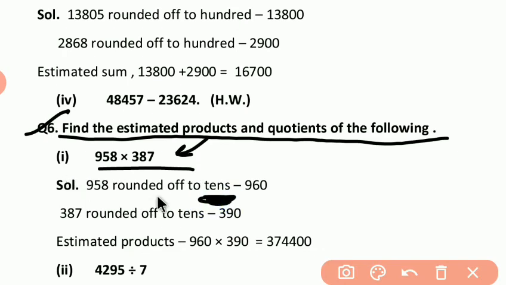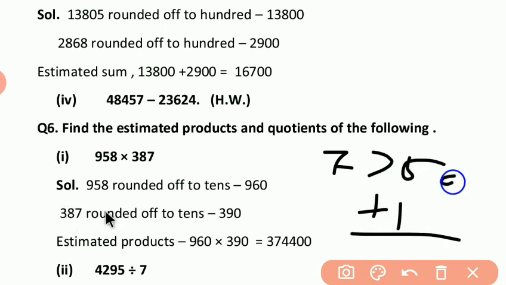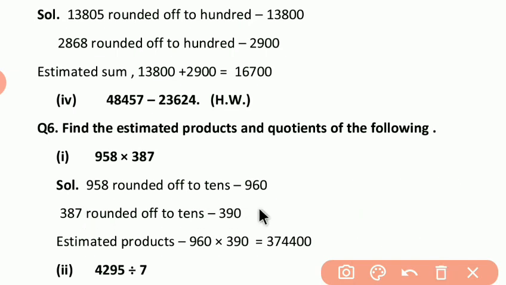So 958 rounded off to tens. For rounding off to the nearest 10, we will see its ones digit, which is 8, and it is greater than 5. It means you have to increase 5 by plus 1. So 960. Then 387. For 87, we see its ones digit, which is 7, greater than 5. It means you have to increase its tens digit 8 by plus 1. So 8 plus 1 is 9, and you have to replace 7 by 0. So 390.